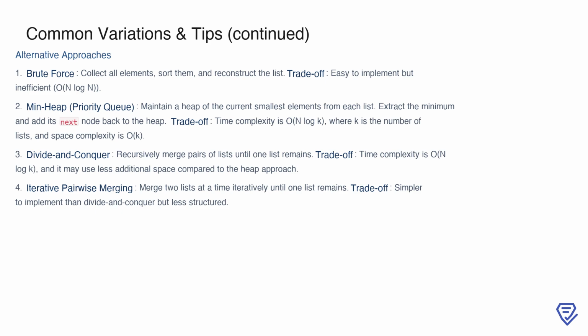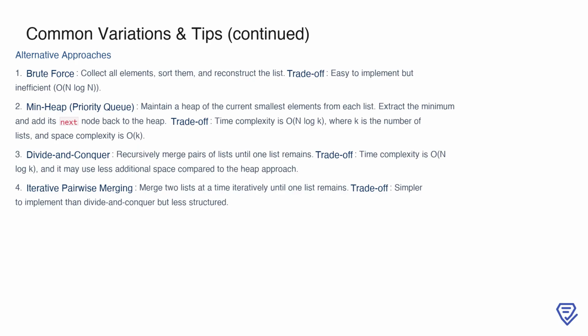Here, you maintain a heap of the smallest elements from each list, repeatedly extracting the minimum and adding the next node from the corresponding list back into the heap. This reduces the time complexity to O(n log k), with a space complexity of O(k). Another option is the divide and conquer strategy, where you recursively merge pairs of lists until only one remains. This also achieves O(n log k) time complexity and may be more space efficient than the heap approach, depending on the implementation.